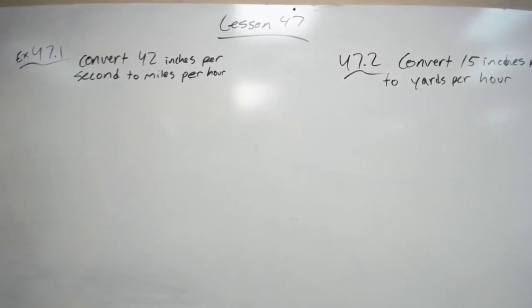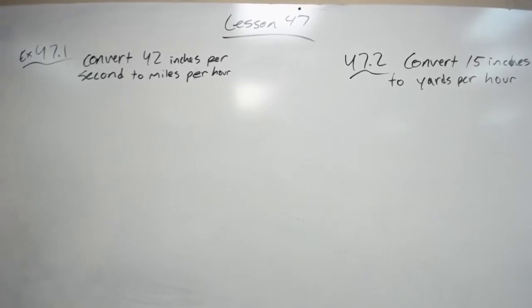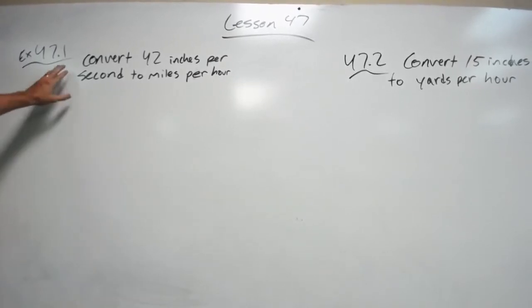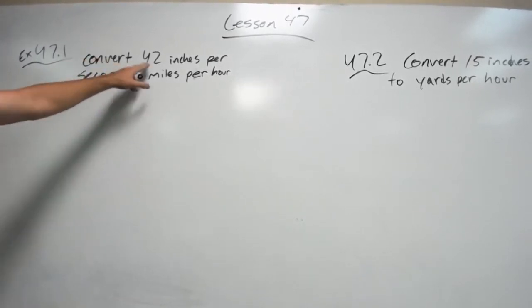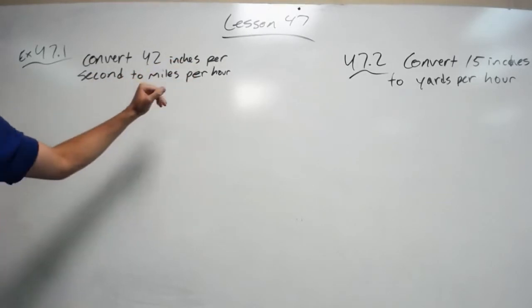Lesson 47, this is just an expansion of a couple things that we've learned. First one is more unit conversions. This one says 42 inches per second to miles per hour. We've got to convert that.